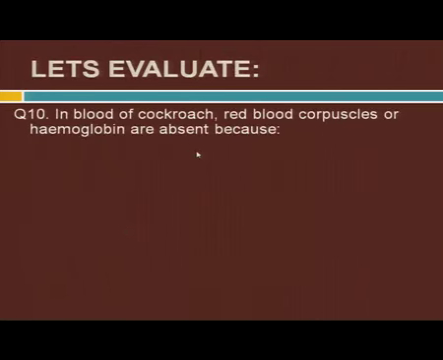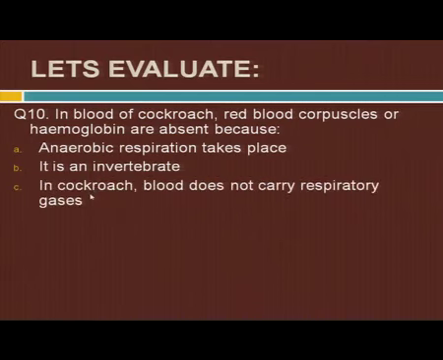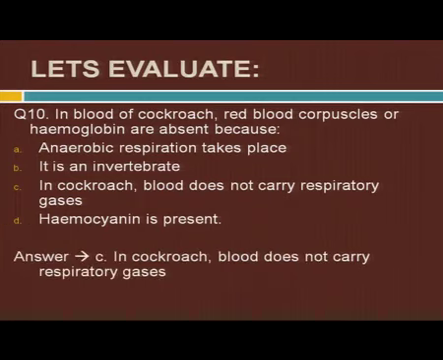Next question. In blood of cockroach, red blood corpuscles or hemoglobin are absent because anaerobic respiration takes place; it is an invertebrate; in cockroach, blood does not carry respiratory gases; hemocyanin is present. We have learned that in cockroaches, blood does not carry respiratory gases since the circulatory system is of open type. So, the correct option is C. In cockroach, blood does not carry respiratory gases.